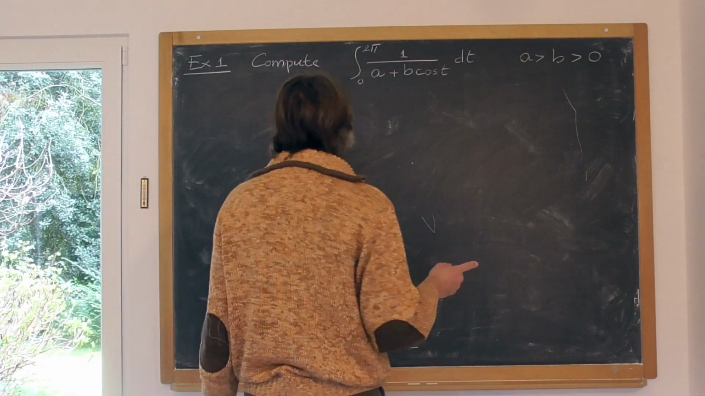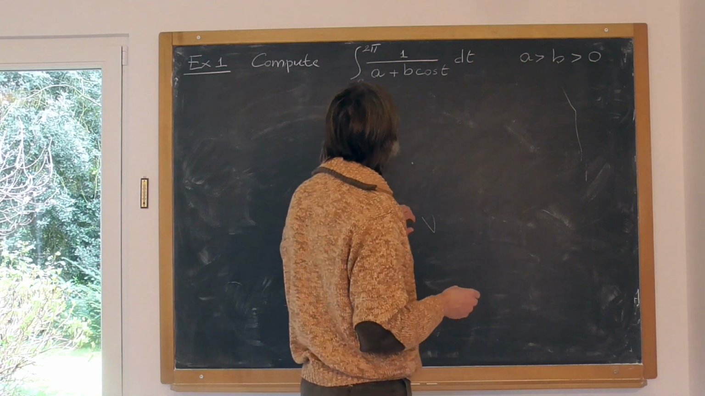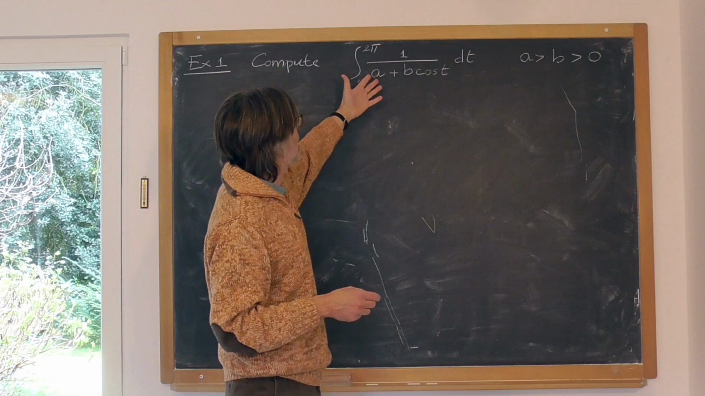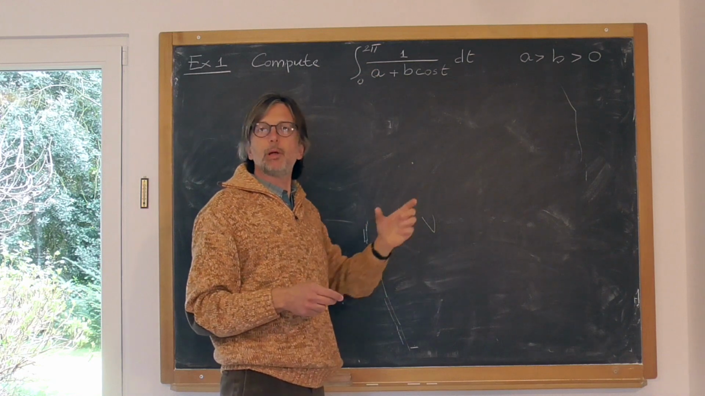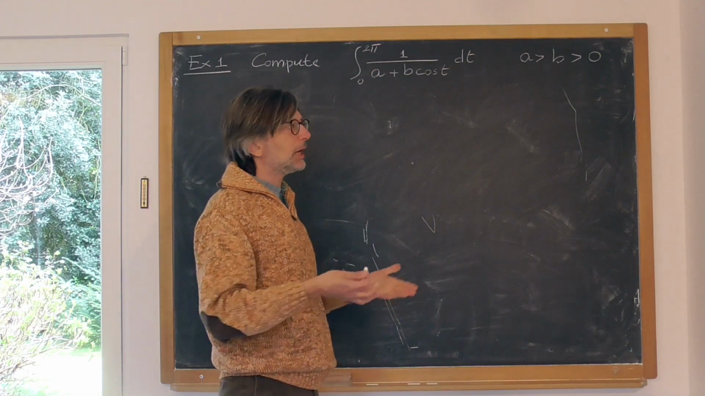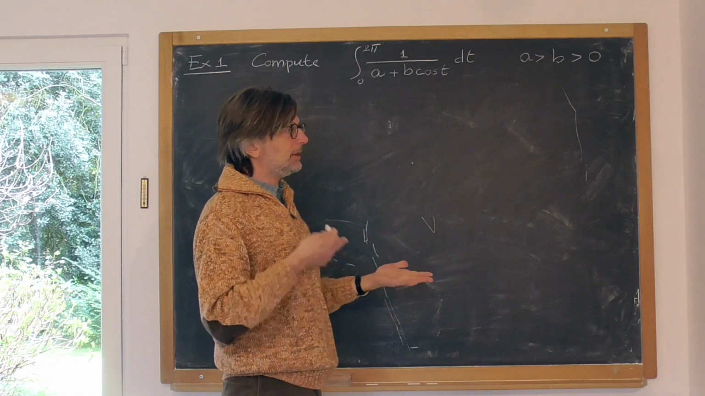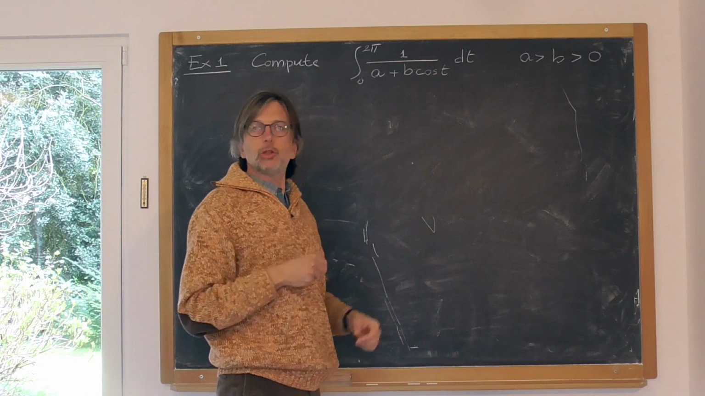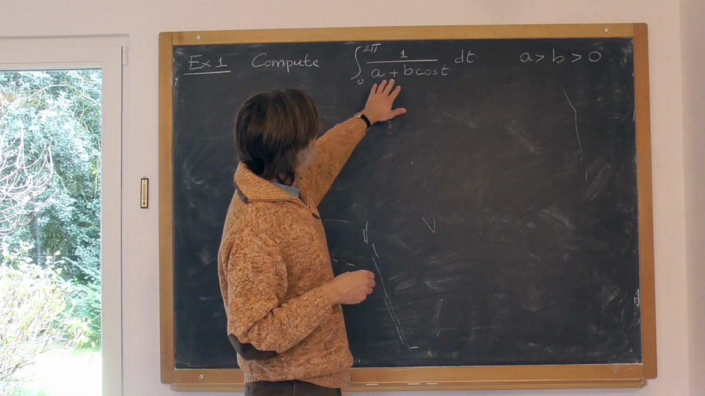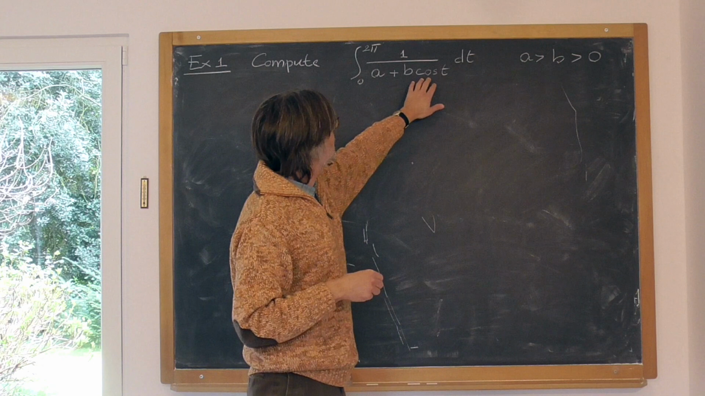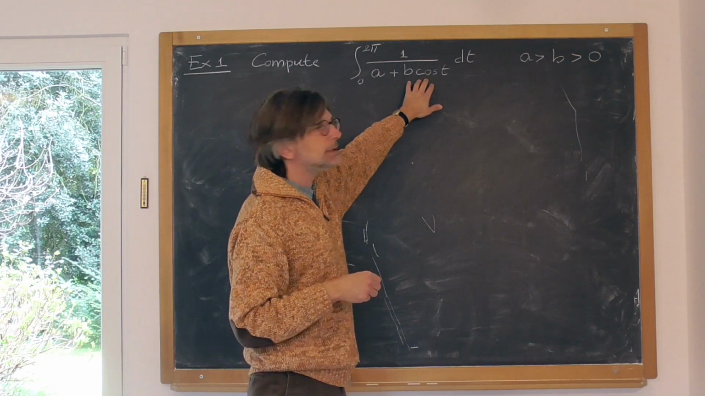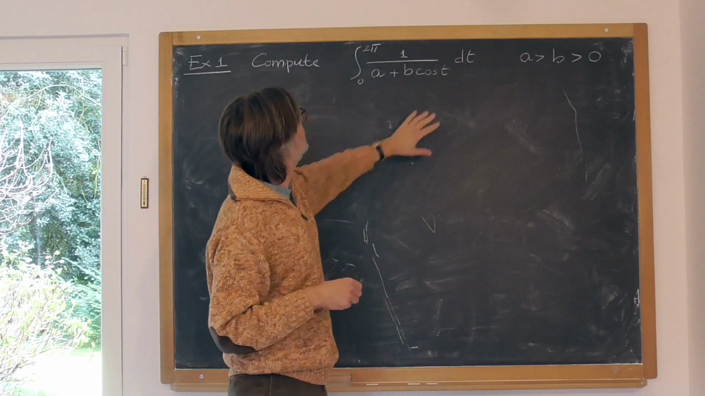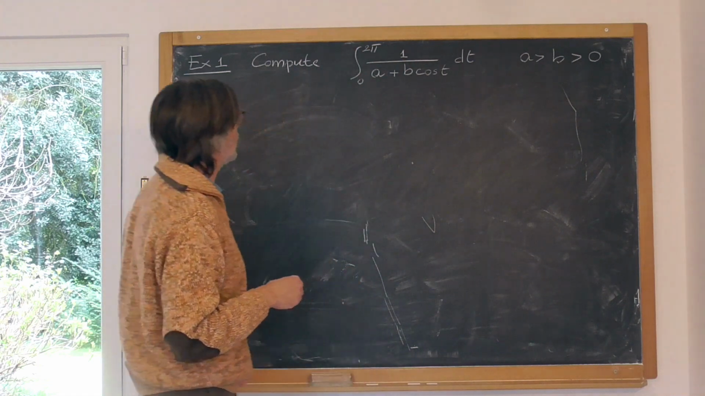And in order to compute this integral, this is an integral on an interval of the real line. If you want, you can see it in the complex plane, but then it will be an integral on an open curve, not on a closed one. But here we can use the fact that cosine is actually a 2 pi periodic function and see this integral as an integral on a contour.